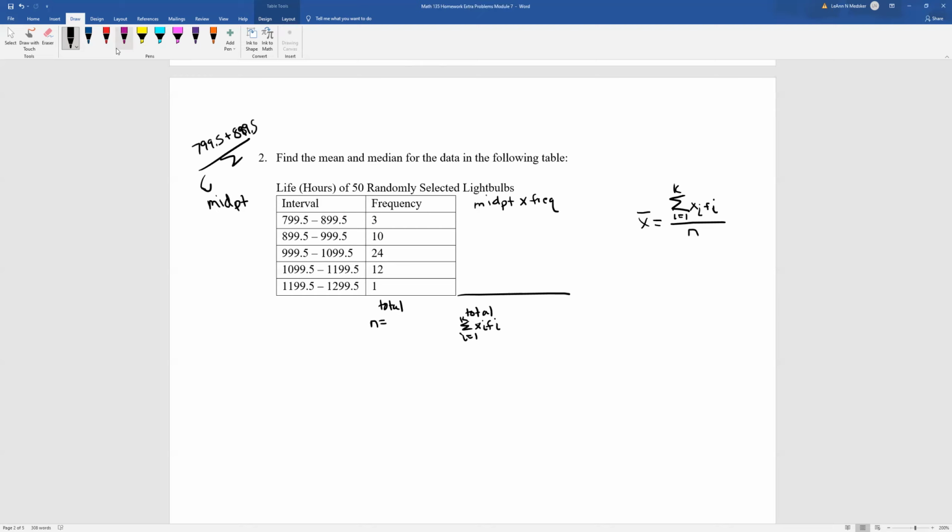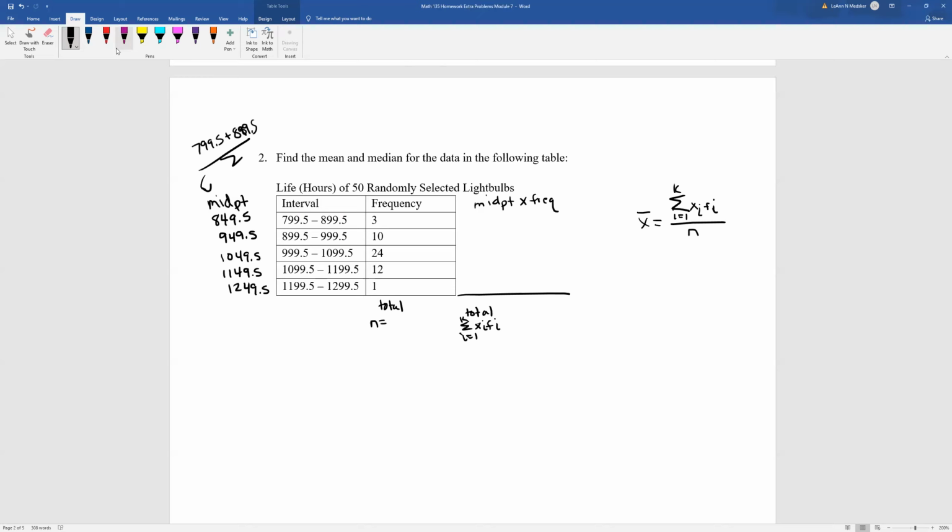Okay, so the midpoint for this one, if I add those two numbers together and divide by 2, since it's two items, is 849.5. Add these two together, divide by 2, it'd be 949.5. Add the next two together, divide by 2, it's 1049.5. Add the next two, divide by 2, it's 1149.5. And then on the last one, it's 1249.5. So adding the two values together and cutting it in half.